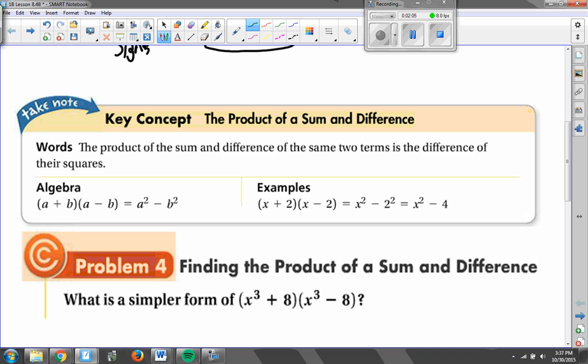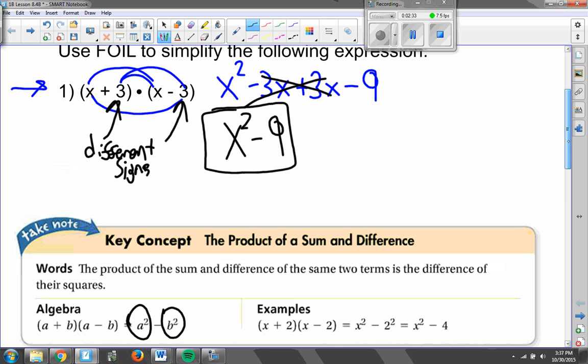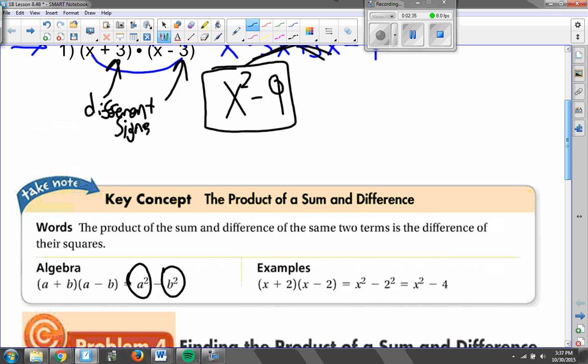If I have the product of a plus b, something plus something else, and a minus b, the same thing minus that other thing, a plus b times a minus b is just a squared minus b squared. It's a shortcut version because we know that the middle pieces are going to cancel out, just like they did up here. Cancel out. Gone.